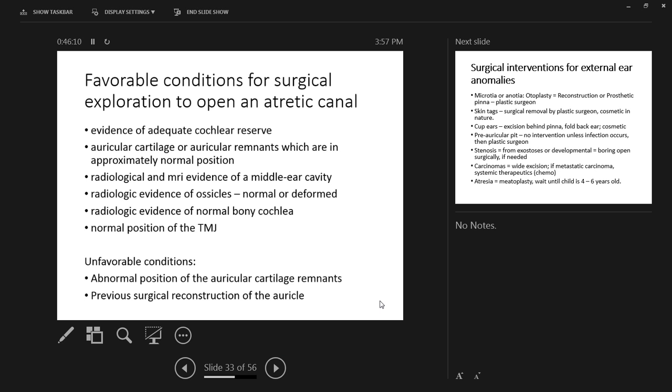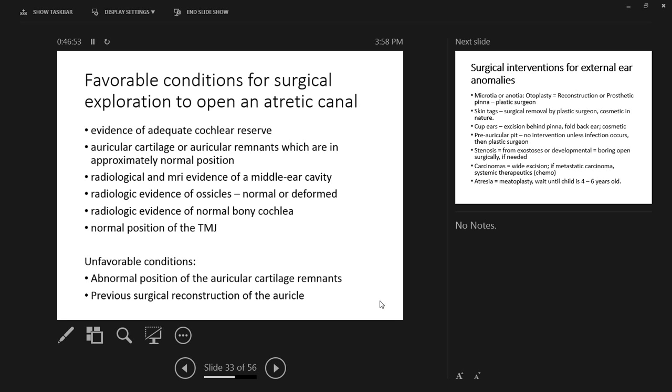So there's different grading systems that determine or kind of guide an otologic surgeon for whether or not to do the surgery. But here's just kind of like a more broad perspective. This is not a grading scale. This is just to consider favorable versus unfavorable conditions. So, favorable conditions being they have good sensorineural hearing. There's some cartilage of the pinna, and it's approximately a normal shape. There's some radiologic evidence of there being a middle ear cavity, like there's actually a middle ear.